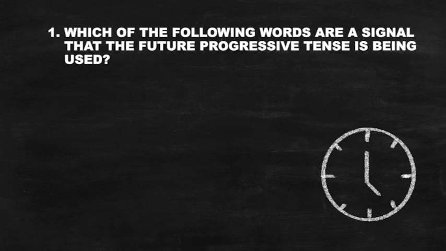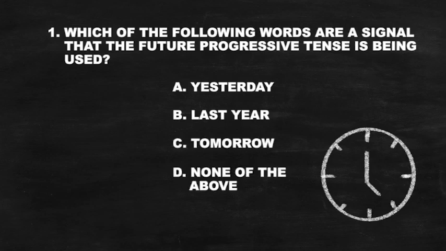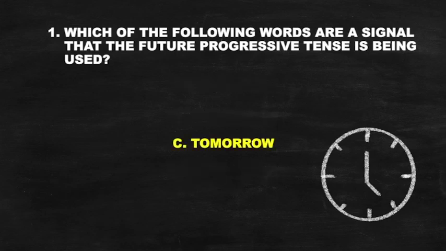Question 1. Which of the following words are a signal that the future progressive tense is being used? A. Yesterday. B. Last year. C. Tomorrow. D. None of the above. If you answered C, you know that the word tomorrow is a signal word for the future progressive tense.